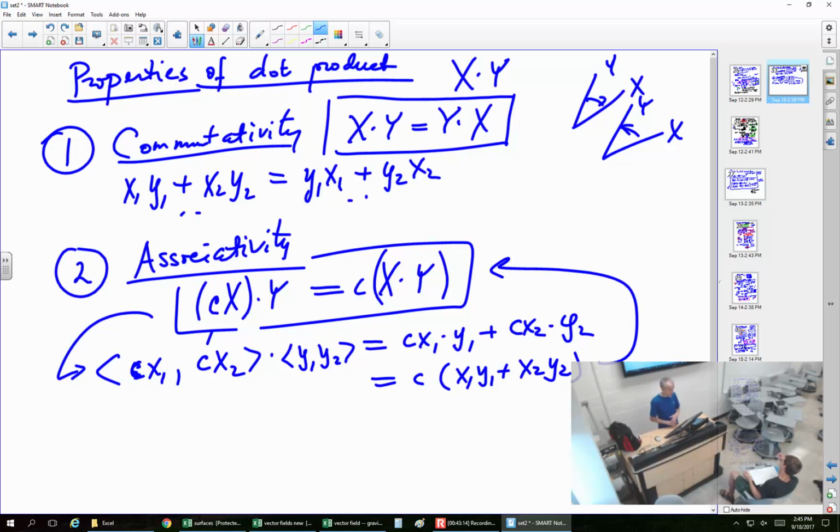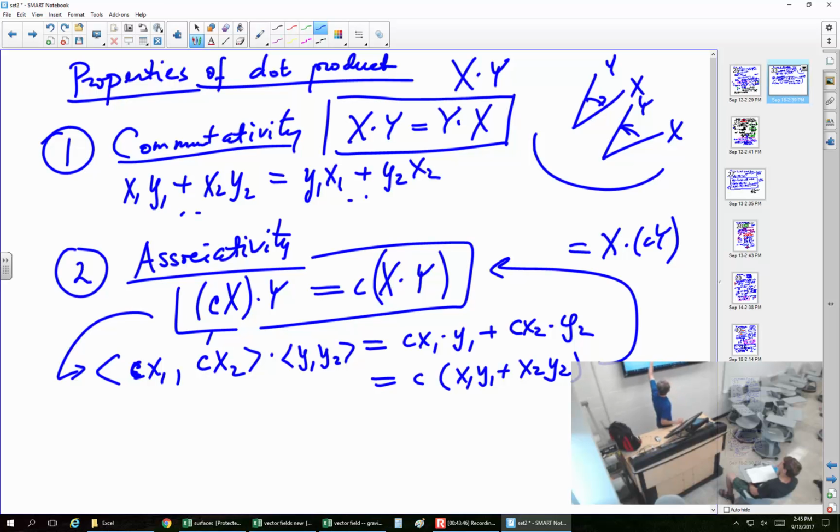And as I said, the meaning of the geometry is the stretching does not change the angle. Here, interchanging x and y does not change the angle between them. That's the geometric meaning of commutativity. The geometric meaning of associativity is that stretching of the vector does not change the angle. In fact, there is a third version here. I could write it this way: x dot cy.